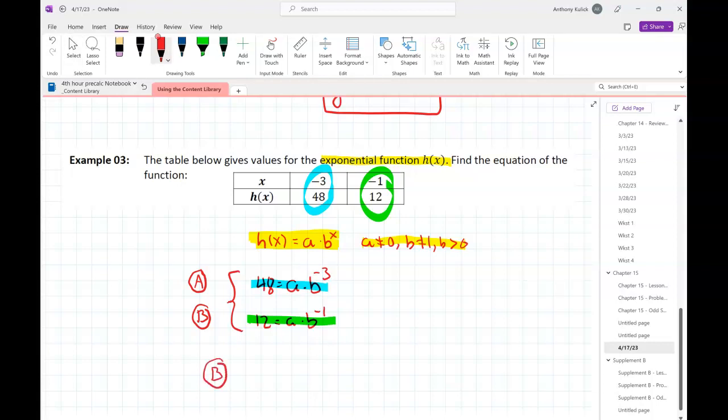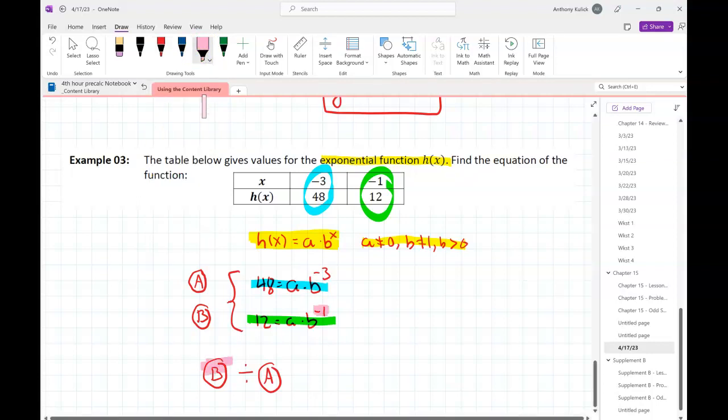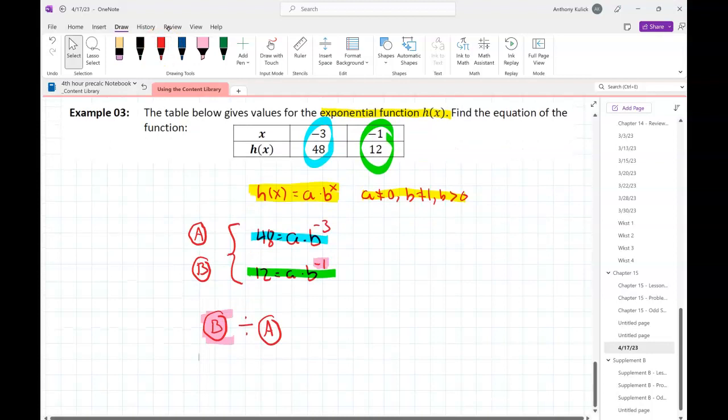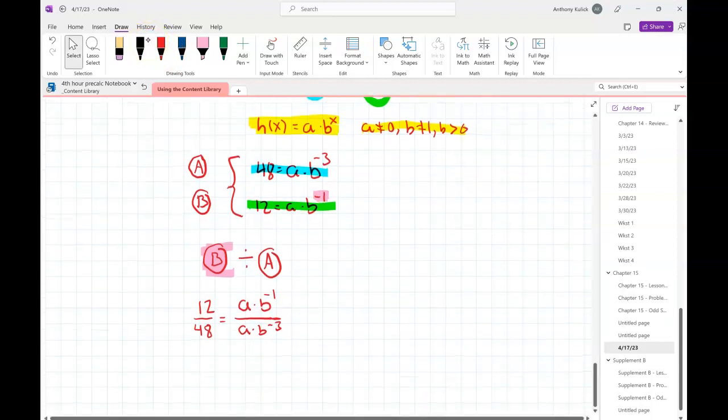I'm going to take equation B and divide it by equation A. The reason I'm going to do that is I want the bigger exponent to be the numerator of my division problem. That's going to make life easier for me. Everybody's okay with that reasoning? So when I divide B by A, I'll divide the left-hand sides together, so I'll have 12 divided by 48 is equal to, then I'll have the right-hand sides divided by each other, a times b to the negative 1 over a times b to the negative 3. Is everybody okay with how I wrote that?